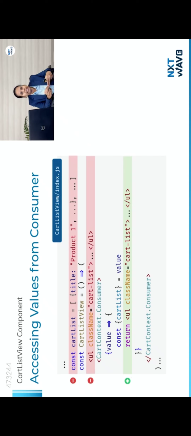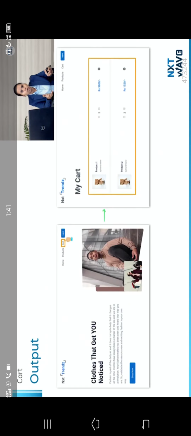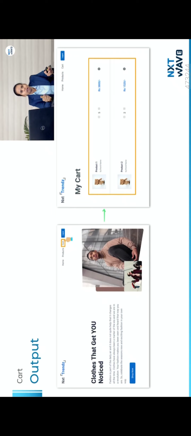Okay, we have moved that code inside the callback function. Now, we no longer need the sample data, so we are getting rid of the sample data. And now in the cart context, we are adding some sample data so that we can see the output. Okay, clear? So with this, we will be able to see an output in this manner. When you go to the cart component, the cart route, you'll be able to see an output of this kind.